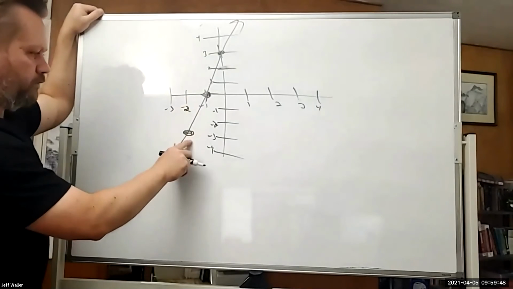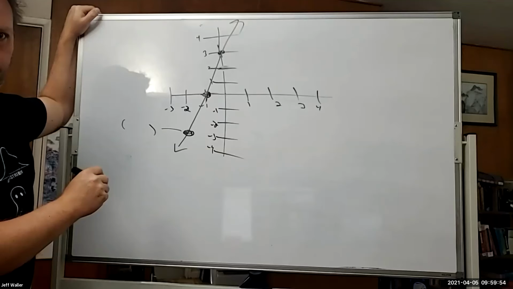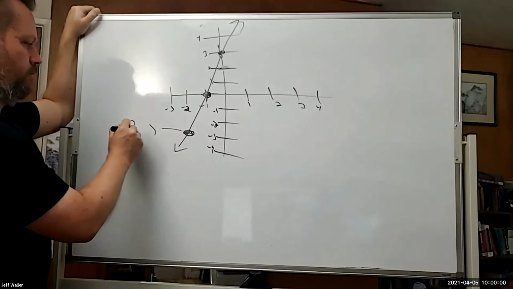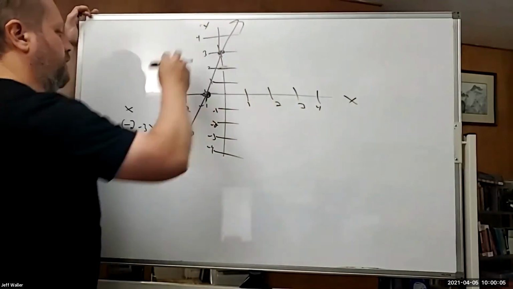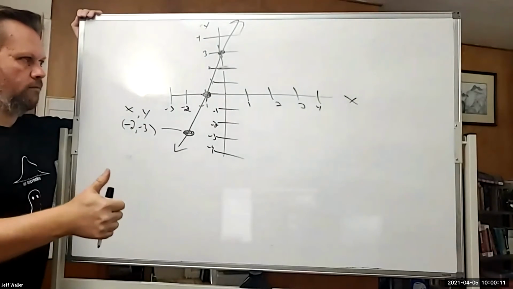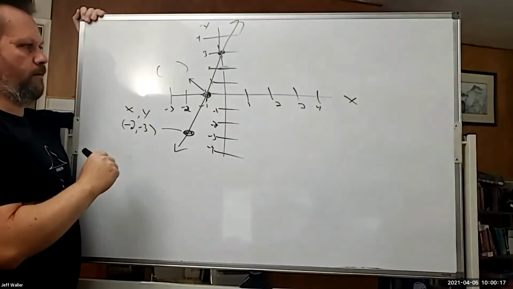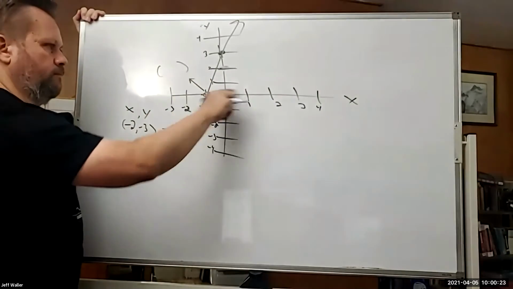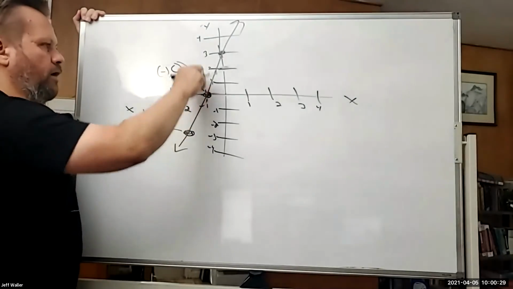All right, let's identify the points real quick. What's this point here? -3, -2. No, opposite, -2, -3. Yeah, the first one's always got to be the X direction, left and right. The second one's always got to be the Y direction, up and down. So what's this guy here? How much did I move left or right to get to this point? -1, 0. Negative 1, 0. And then I didn't go up or down at all.